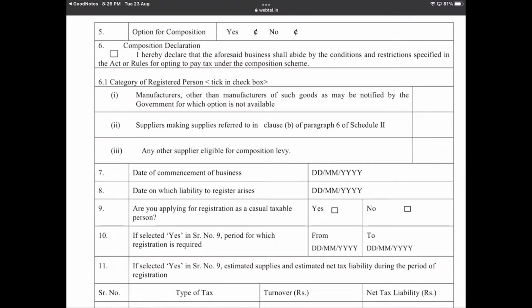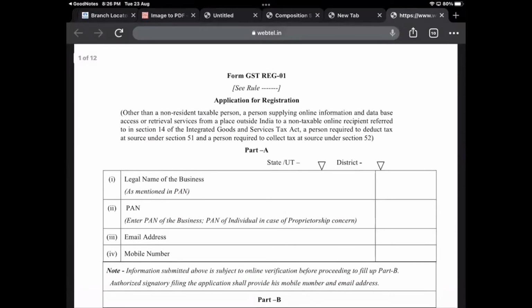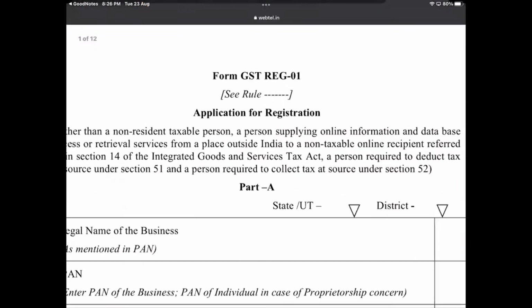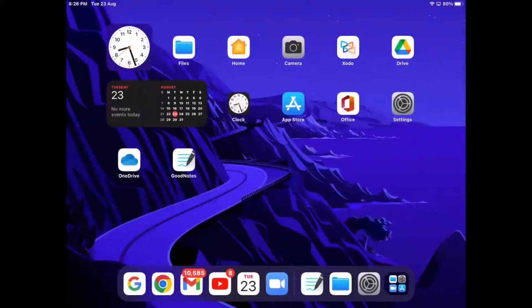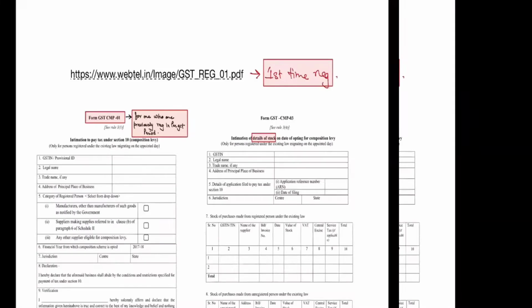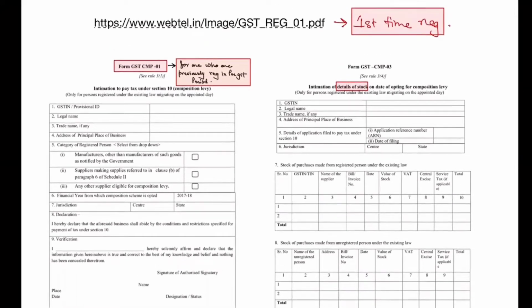Correct. That limit of 10% or 50 lakh, whatever it is. And the third one is any other supply eligible for composition scheme. That means 2A, 50 lakh conditions. Correct. So form means form GST REG 01. This is the form by which the one who is registering for the first time can opt for composition scheme.